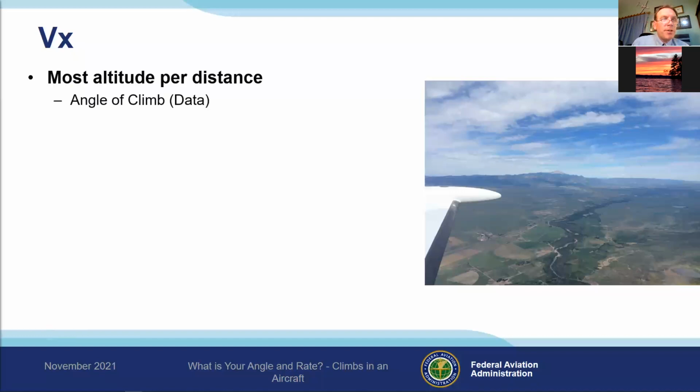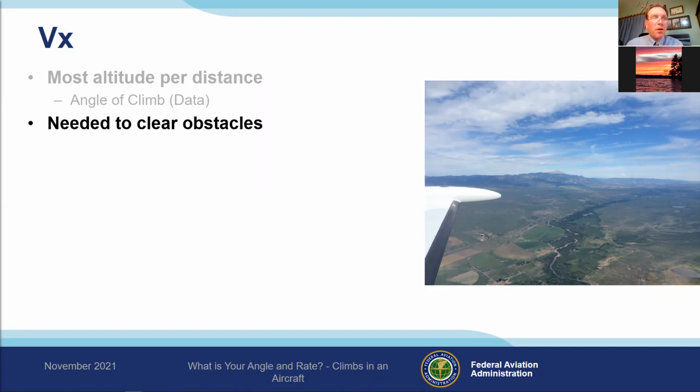So as we mentioned, it is the angle of climb. It's the most altitude per unit of distance as we measure it over the ground. When we talk about it as an indicated airspeed, what's happening is we're measuring that distance through the parcel of air, hopefully in calm wind conditions. We'll look at some data here that will show you. It is the speed that you're going to want to use when you're trying to clear obstacles under most circumstances.